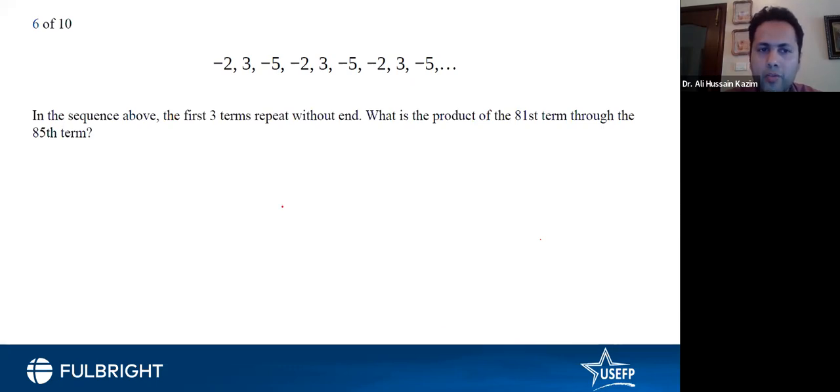So in the sequence above, the first three terms repeat without an end. And we need to take the product of the 81st term through the 85th term. So we need to take the product from the 81st term onwards. First, we need to get to the 81st term.